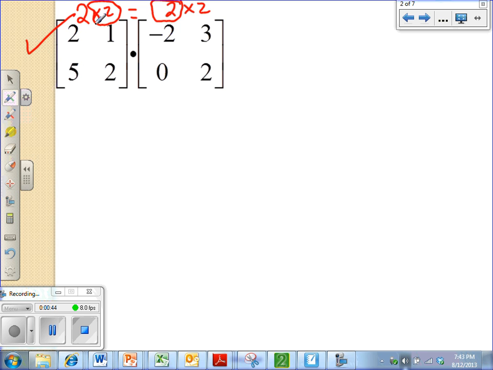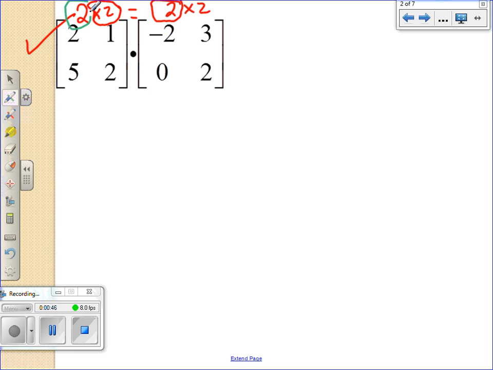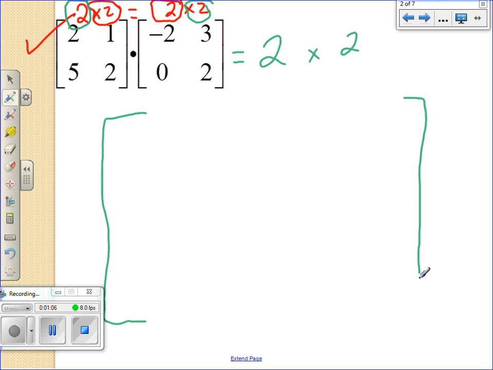The next thing that you have to pay attention to is that my last numbers, the numbers that are left, tell me the dimensions of my resulting matrix. So this tells me that my resulting matrix will also be a 2 by 2. Since I know that, I'm just going to go ahead and set that up. I'm going to make it real big so I can show you the step-by-step process. Since it's a 2 by 2, that means two rows and two columns.